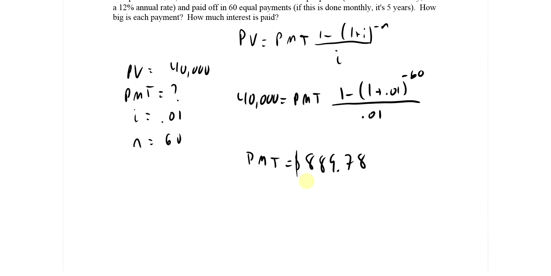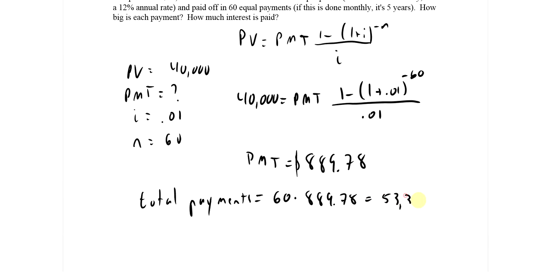So, how much did you pay in interest? Well, your total payments, right? How much did you pay total? Well, you made 60 payments of $889.78. So your total payments were $53,386.67. How much did you borrow?